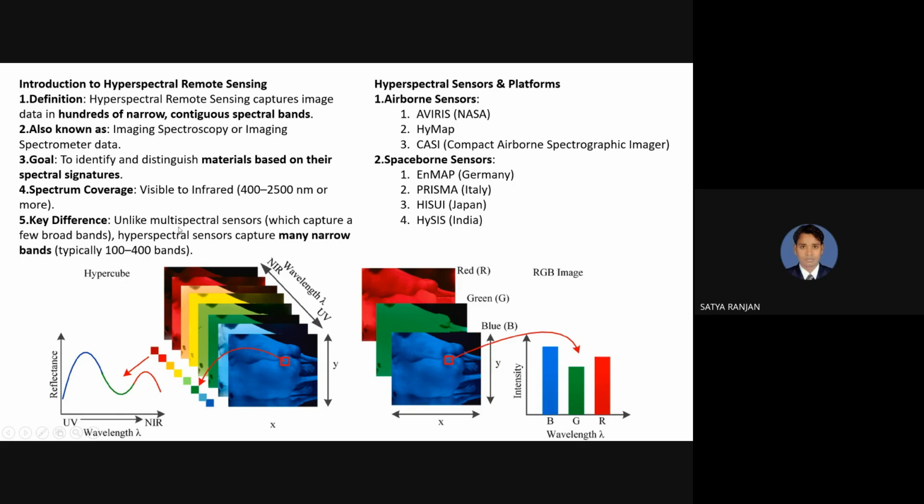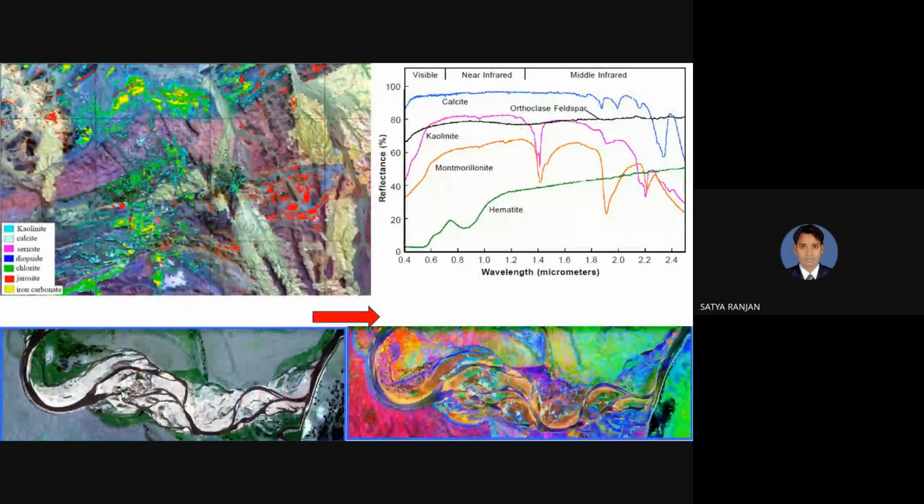So the key difference is that a multispectral sensor captures a few broad bands, but a hyperspectral sensor captures many narrow bands, typically 100 to 400 bands. So this is an example of a hyperspectral image, and this is one band, 1, 2, 3 band. Now, this left side image is the hyperspectral image. Based on the different narrow bands, we calculate which different minerals are present.